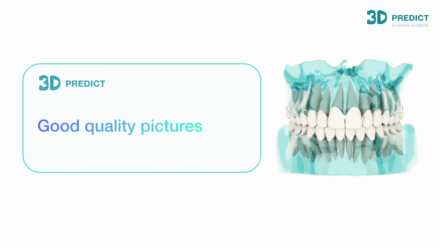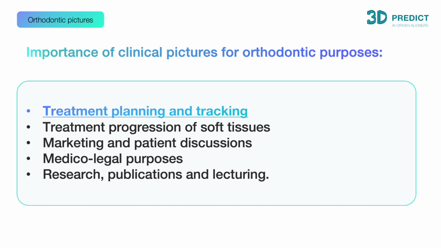Another key to a successful clear aligner case is good quality pictures. Let's dive deeper on the why. Taking clinical pictures is important for several reasons in orthodontics. Although we will focus this video on the reason why they're important for treatment planning and tracking purposes, just note there are other reasons why they're important.